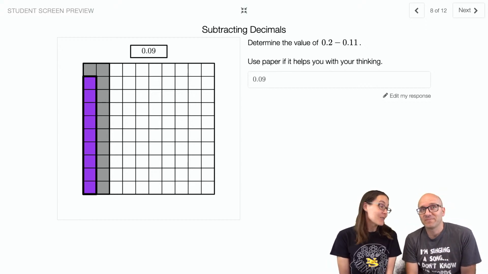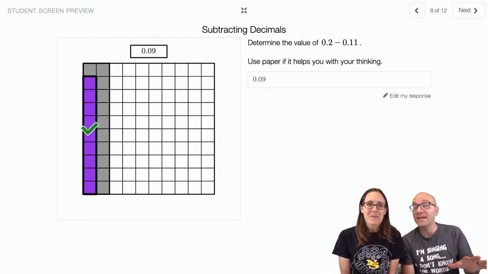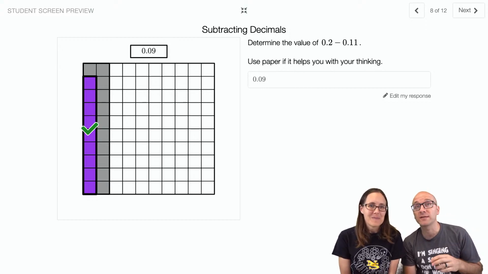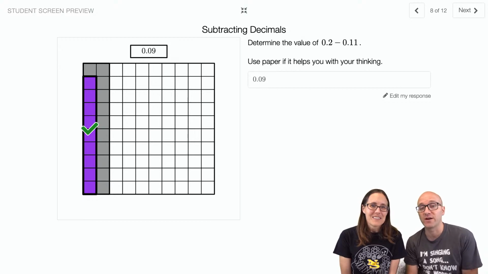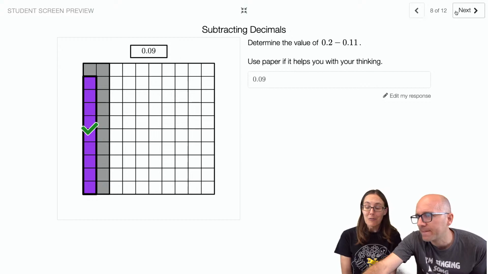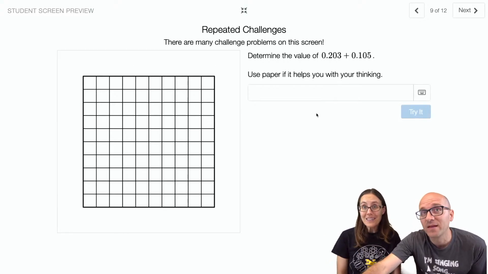Yeah, there we go. This looks much better. Yep, 2 columns minus 11 squares equals just 9 squares. So 0.09 is our decimal there. 9 hundredths. That's right. And shout out to Nomad Academy and Isaiah and everyone else in the chat putting in that correct answer. Good job.